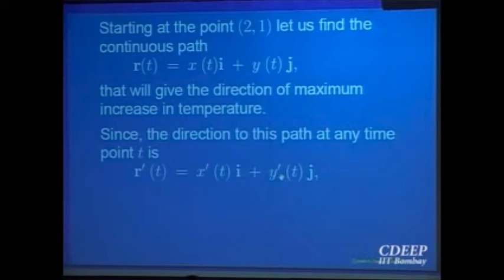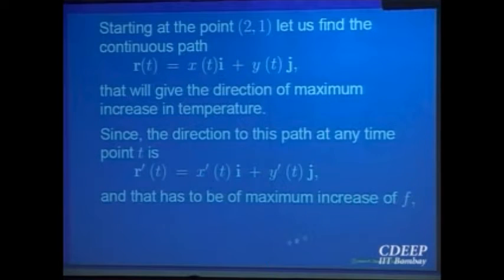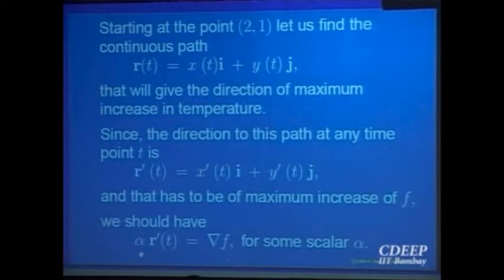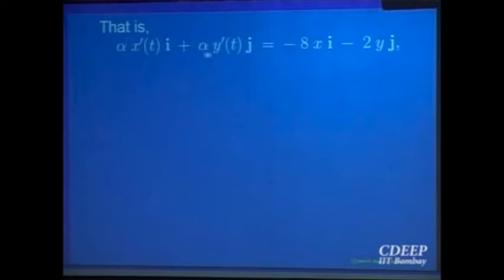So let us find the tangent vector, that is this, and for that to be maximum, alpha times that should be equal to the gradient vector at that point. We don't know what alpha is, we will find some alpha. Okay. So write down that gradient vector, we know it is minus 8x, minus 2y, and put the value. So that gives you what is called a differential equation. All of you know a bit about differential equations, right?